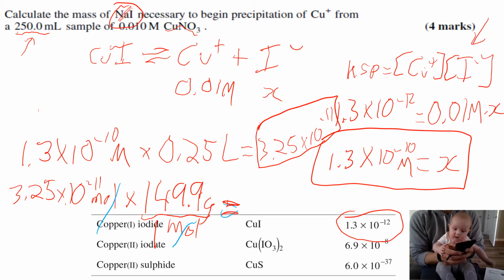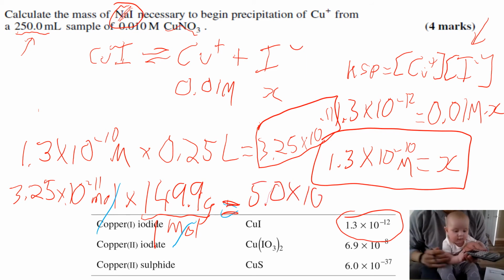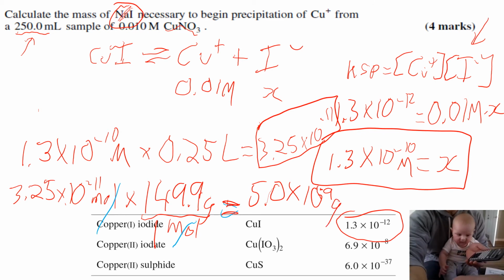Times 149.9 equals, oh, I need to get a new calculator, but this number is not exactly perfect, but it's going to be 5.0 times 10 to the, whoa, let me count, 1, 2, 3, 4, 5, 6, 7, 8, 9, times 10 to the minus 9 grams. I'm going to write it over here so it's a little bit more clear. I'm getting a little frustrated here, guys.